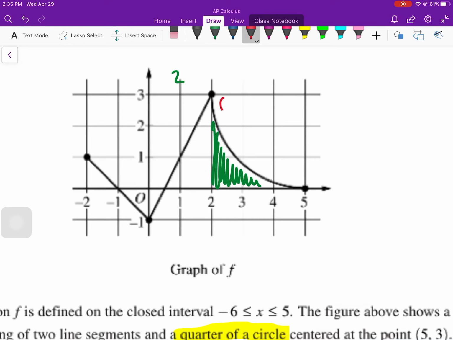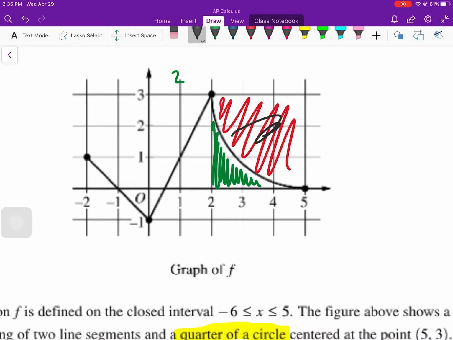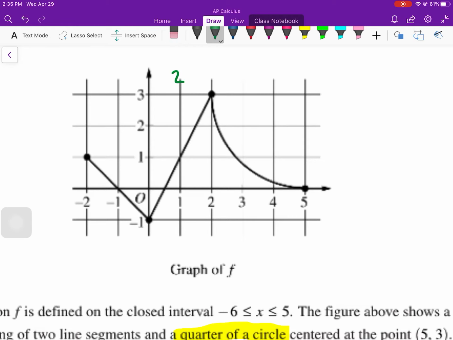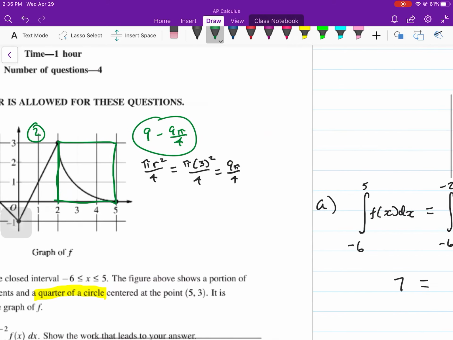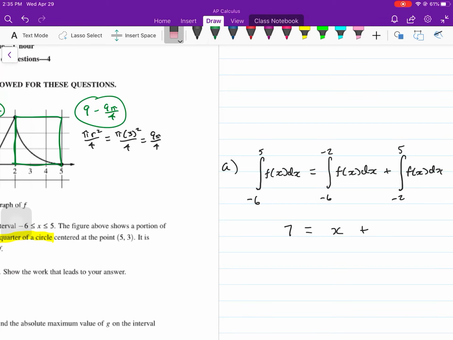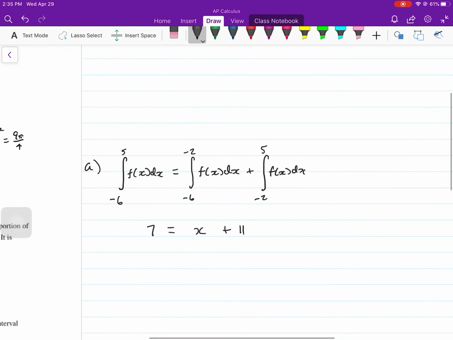So what I'm going to do is find the area of the entire square and take away this quarter of a circle. So the entire square is 9, because it's 3 by 3. Minus our quarter circle. The area of our circle is pi r squared, but divided by 4. And our radius is 3, so pi times 3 squared over 4 is 9 pi over 4. So we'll have 9 minus 9 pi over 4, and that's that section there. So don't forget we have this 2 plus this area here, and that's going to be 11 minus 9 pi over 4.